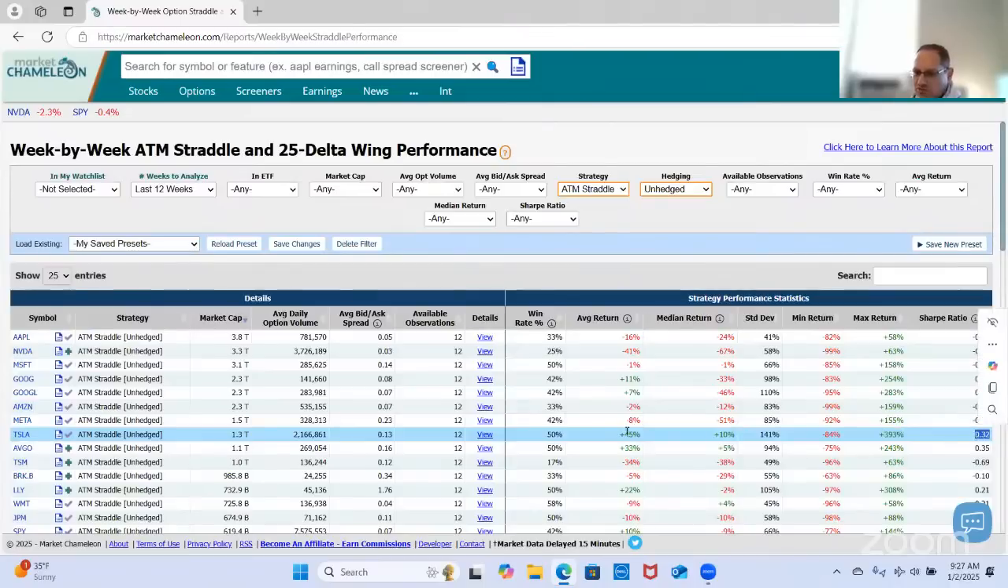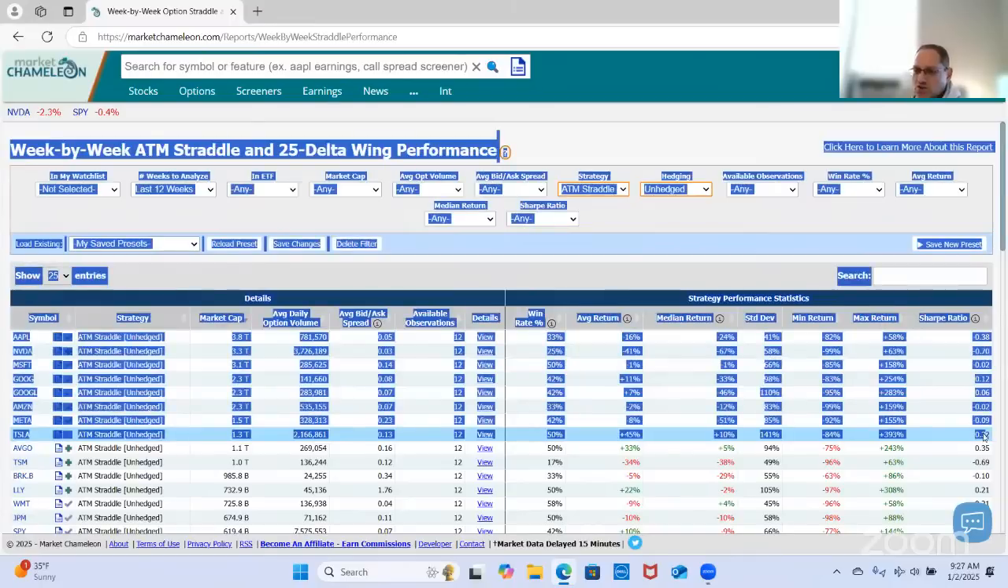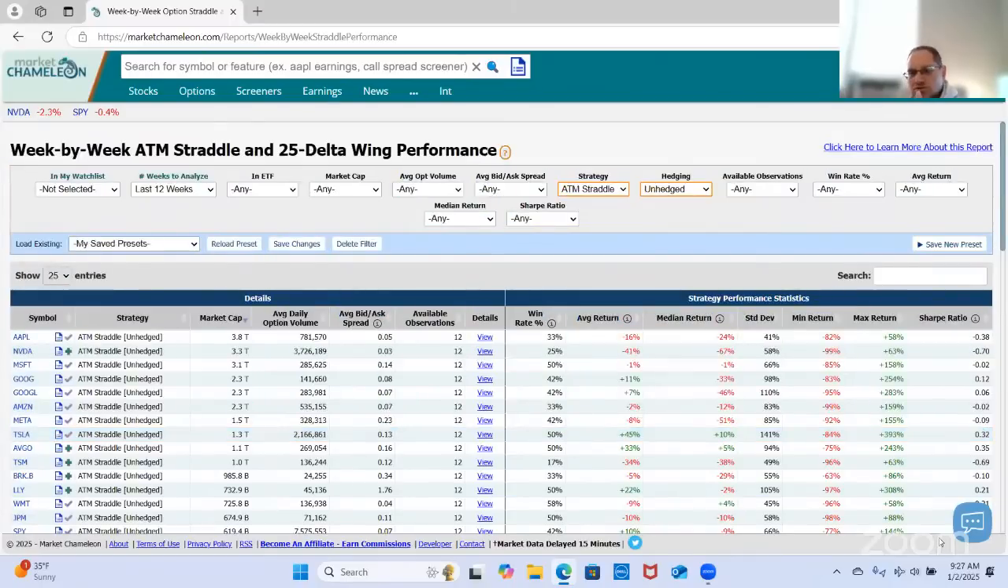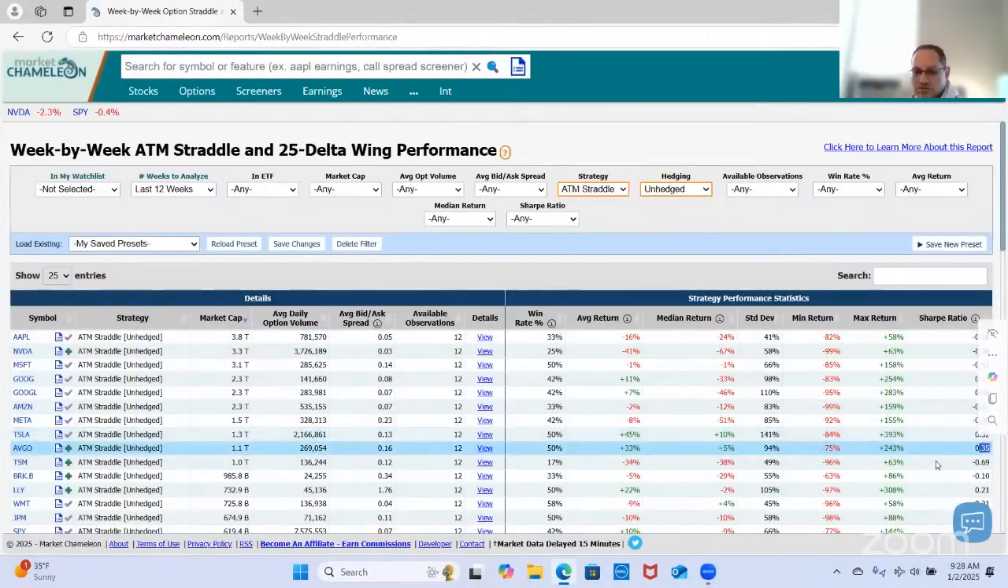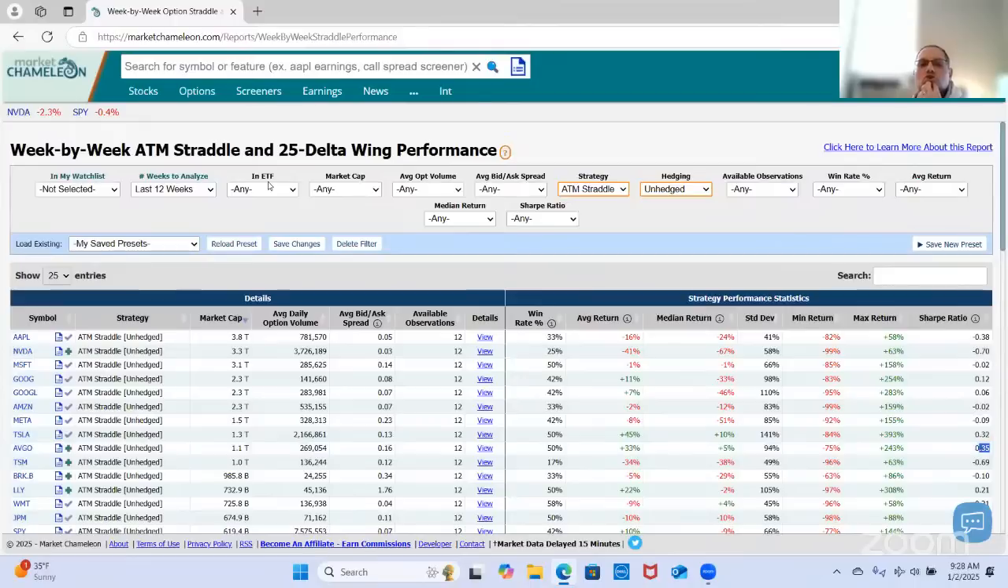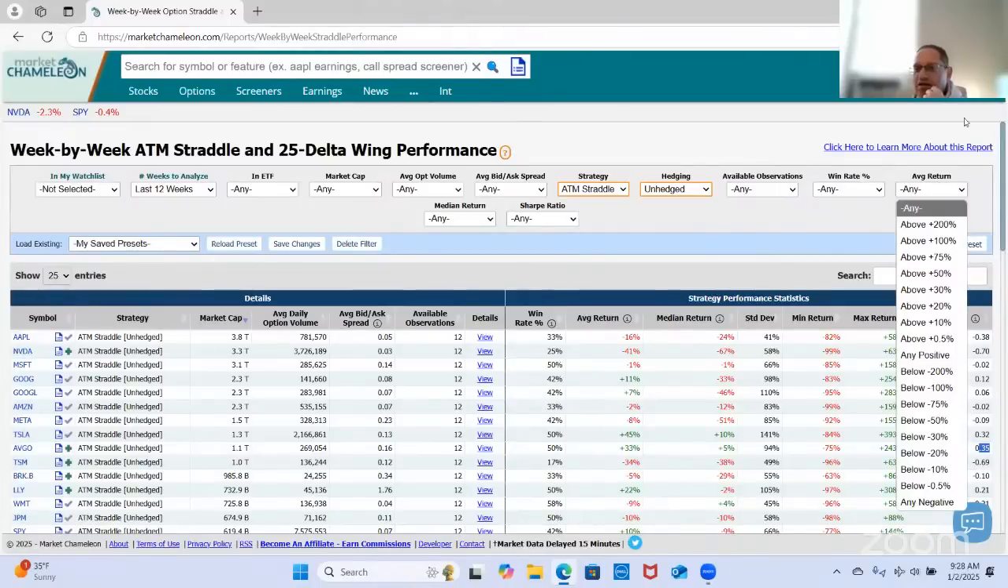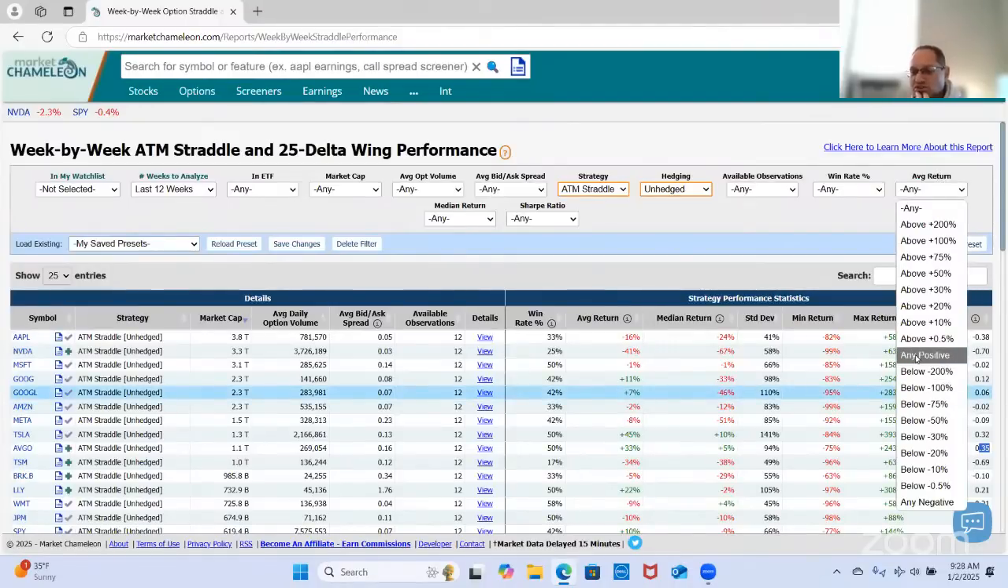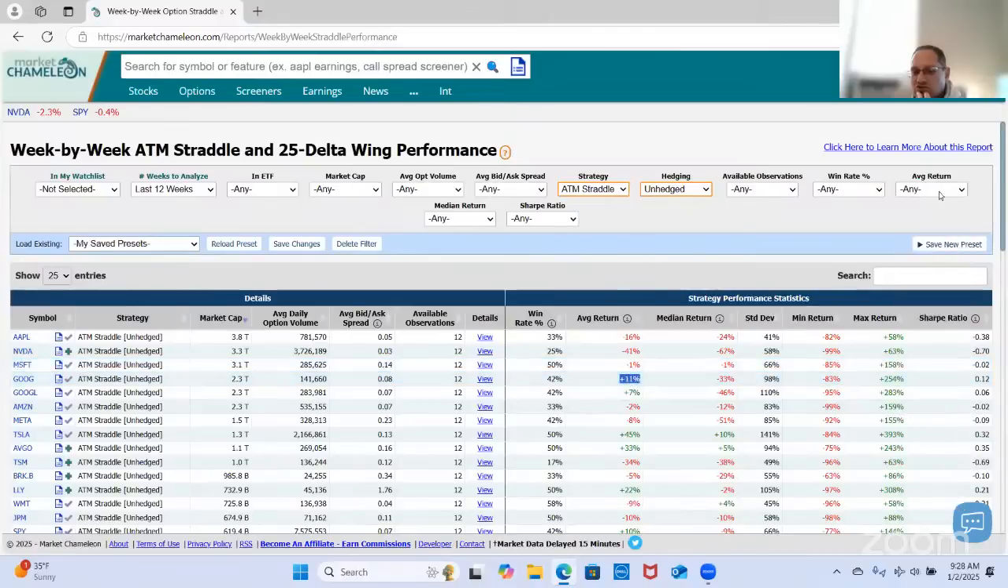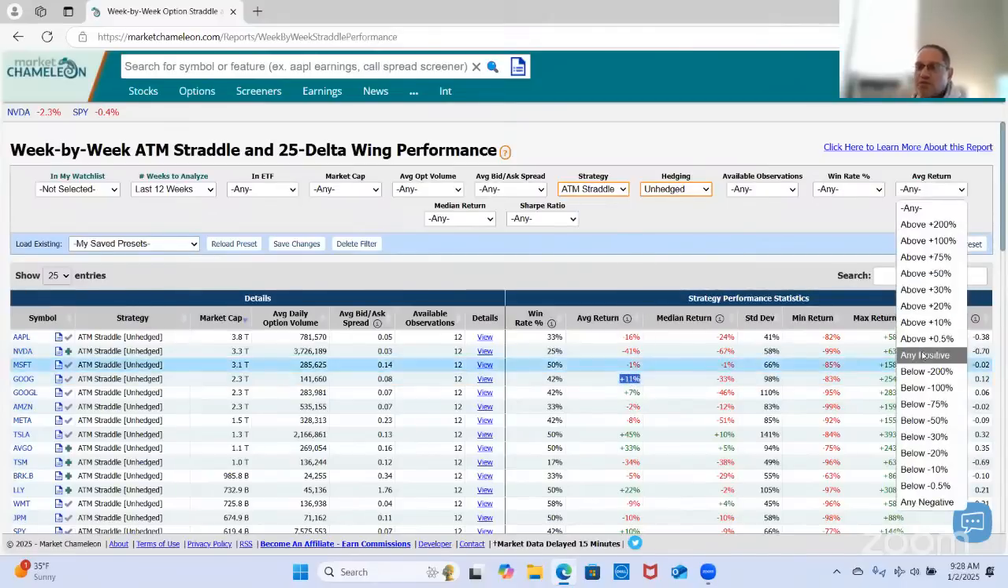So if we took that average return, divided it by the standard deviation, we get this Sharpe ratio to show us how much return per unit of risk, basically. So we could also compare them right down the line. Let's say we wanted to look at only those that had a positive return. So we could just isolate those and say, just show me the ones that had a positive average return. So let's do any positive.